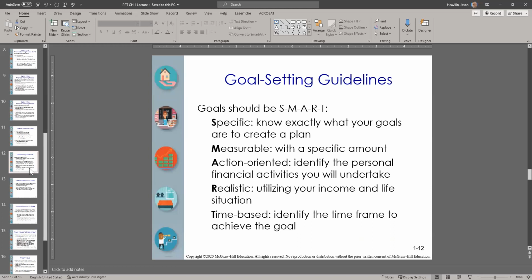Realistic. I would love to say that I want to have $10 million in the bank by next year. But unless I win the lottery, which means I'll have to start playing the lottery, it will be unrealistic for me to say that I'm going to save $10 million between now and a year, because my income would not reflect that. I don't make $1 million a month or so. Time-based: identify the time frame to achieve the goal. So you have to put a time. Now, that can be flexible. You just want to have a timeline that you want to stick to.